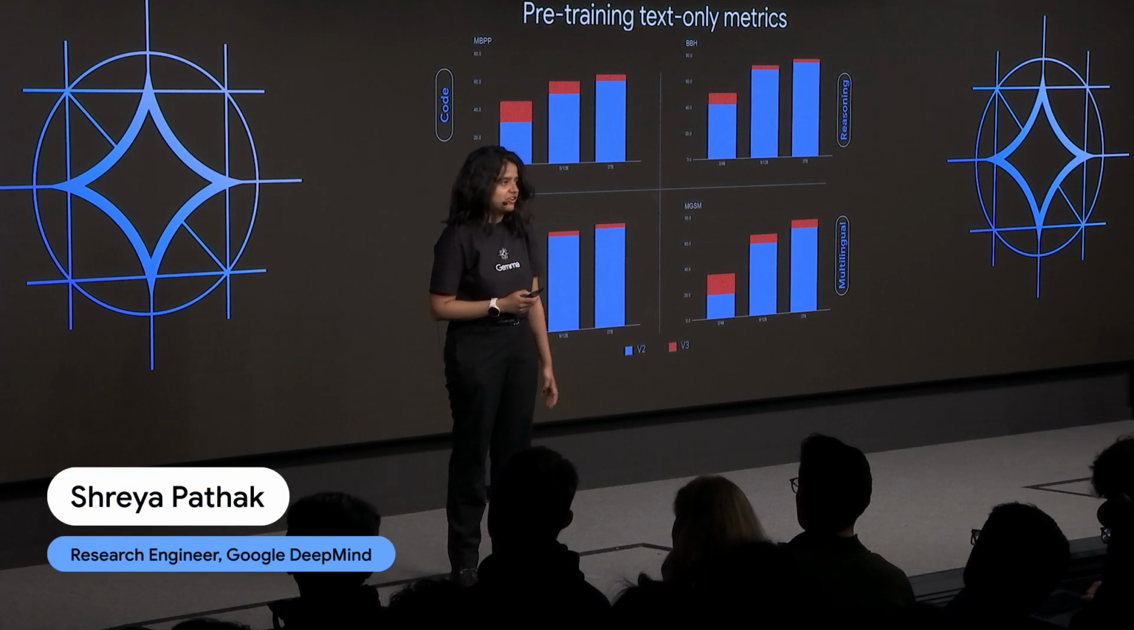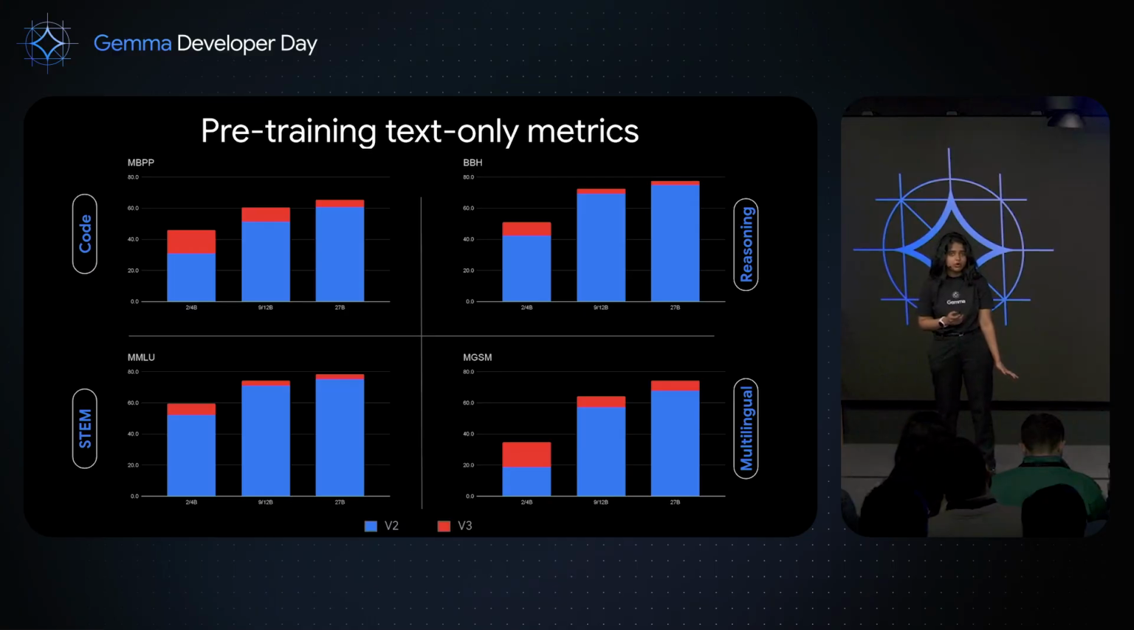I'm a research engineer on the Gemma team. Like the previous versions, we are releasing pre-trained checkpoints for all sizes of the Gemma 3 family. We have updated models in the 3 size categories from Gemma 2. For all of them, we maintain or improve performance on text metrics across different capabilities like code, math, reasoning, factuality, and multilinguality. The V3 improvements over V2 are shown in red in the slides.